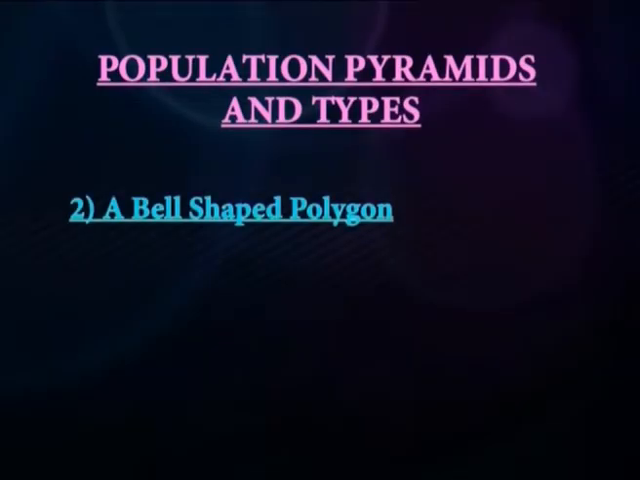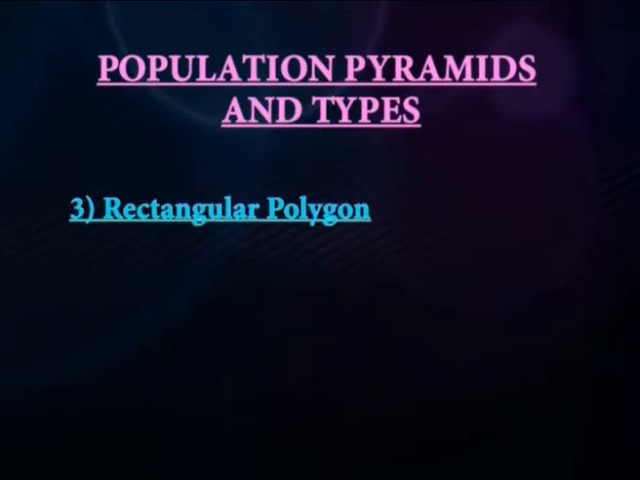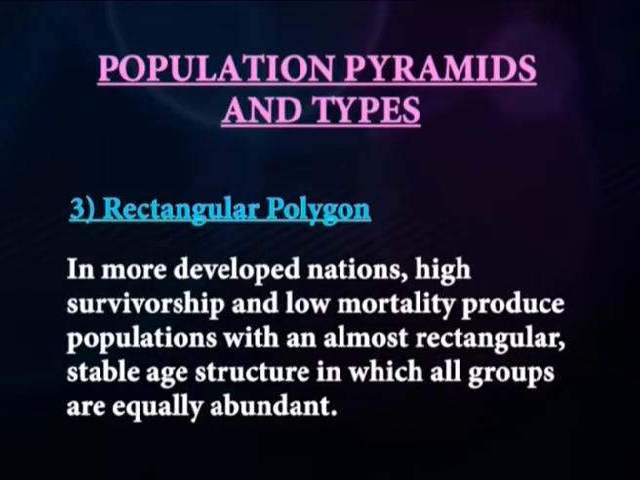A bell-shaped polygon. This indicates a moderate proportion of young to old population and slow population growth. Rectangular polygon. In more developed nations, high survivorship and low mortality produce populations with an almost rectangular, stable age structure in which all groups are equally abundant. It shows a case of zero population growth and is characterized by bars of equal length.